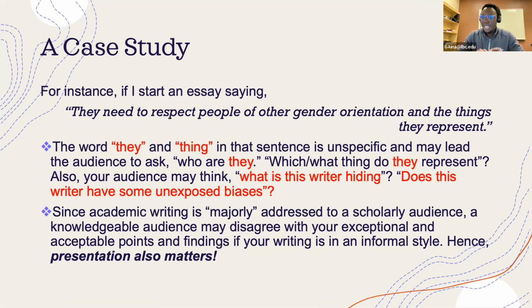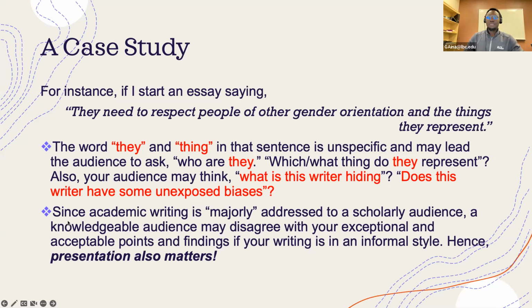Later in this session, we'll go deeper into how to avoid these kinds of unspecific phrases in academic writing. So the major aim of using applicable word choices is that you're trying to always be specific. You want to be direct, you know. The words they and thing in that sentence are unspecific and may lead the audience to ask, who are they? Which thing do they represent, right? Also, your audience may think, what is this writer hiding? Why are you writing unspecific words, right? What are you hiding? Does this writer have some unexposed biases, right?